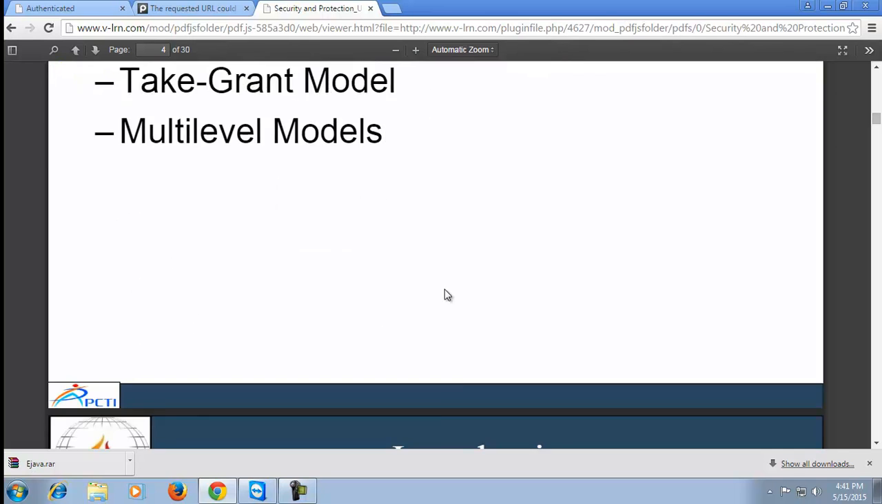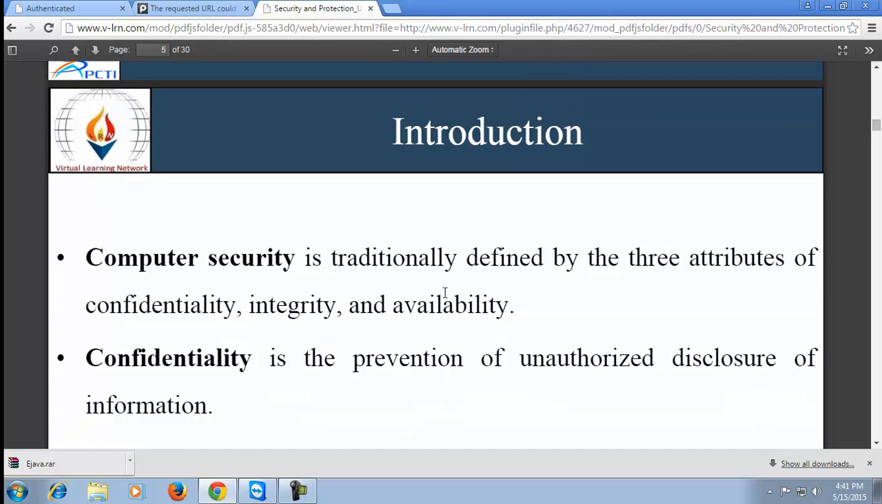So the first topic is the introduction to security. Computer security is traditionally defined by three attributes: confidentiality, integrity and availability. Without these attributes we cannot assume anything about security, we cannot explain how security works and how it is required for us.